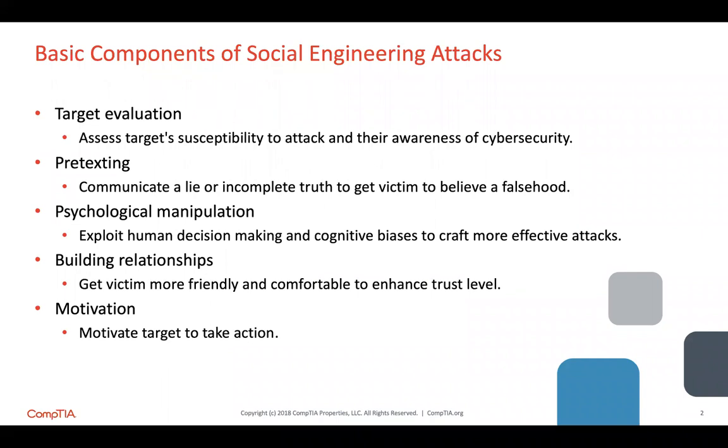Psychological manipulation: exploit human decision-making and cognitive bias to craft more effective attacks, build relationships, get the victim more friendly and comfortable to enhance your trust level, and motivate the target to take action. So these are kind of interesting, some of the things people do for social engineering and the physical tests.